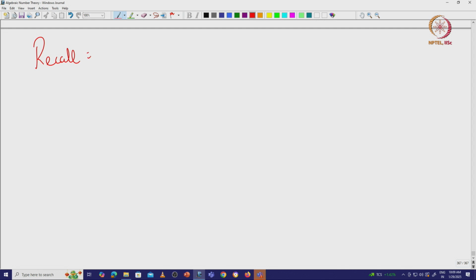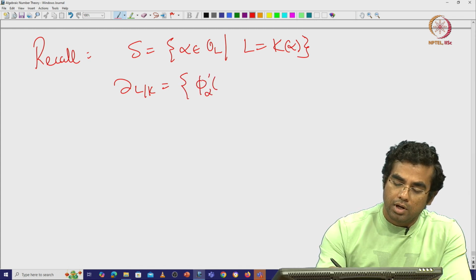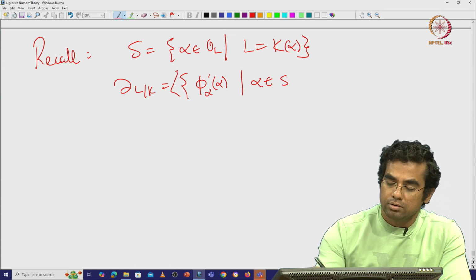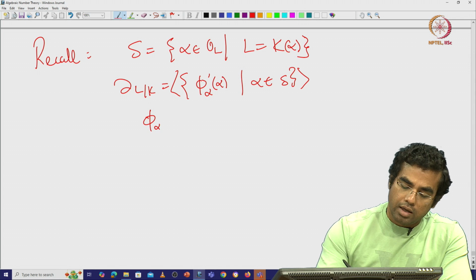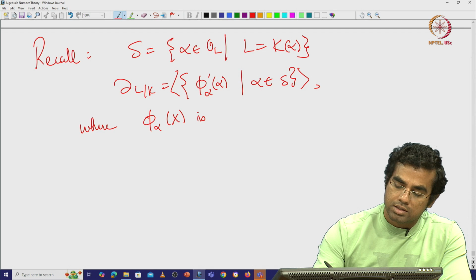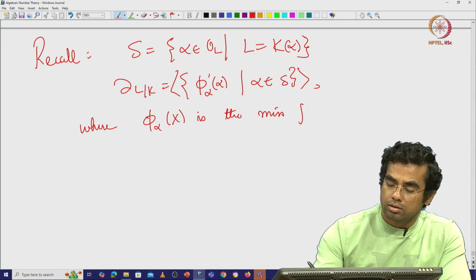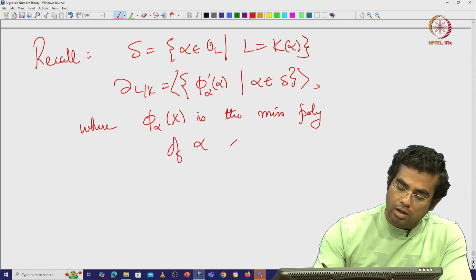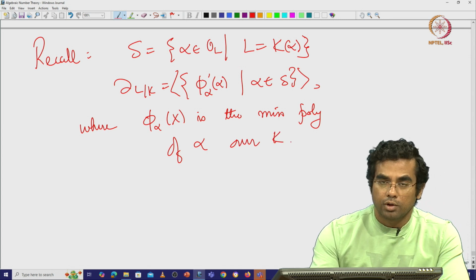So let me recall that for you here, whatever I said in words. So S is the set of all alpha in O_L such that L is K(alpha), and then the different of L over K is the ideal generated by the set of phi_alpha prime of alpha such that alpha is in S, right, where phi_alpha of x is the minimal polynomial of alpha over K. Okay.